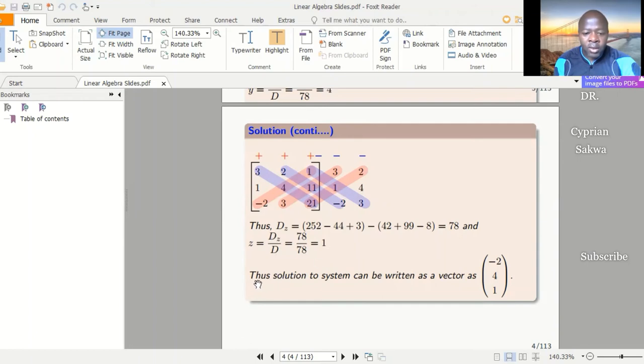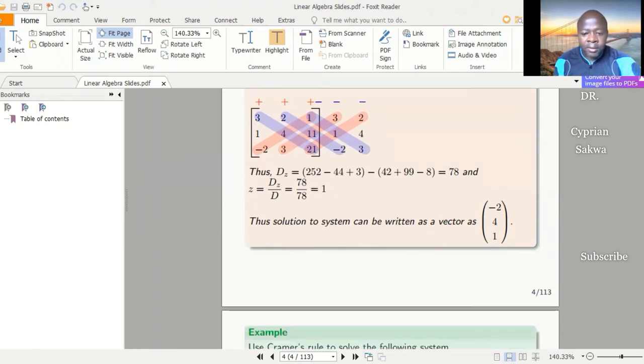So what is the solution to the system? The solution to the system shall be written in vector form: the value of x, the value of y, and the value of z. So this is the solution to that system. Let's pick one more example.